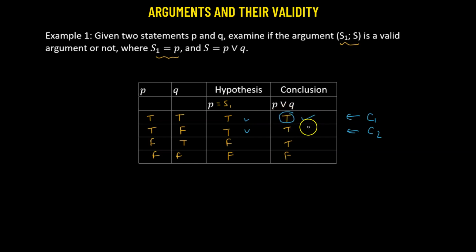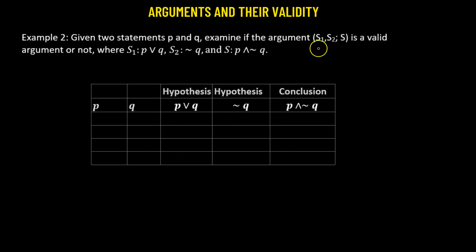So okay, this passes the validity test. The second critical row also has a true conclusion value. So that means this entire statement, where the hypothesis is P and the conclusion is the disjunction P or Q, is a valid argument. Let's move on to the next problem.